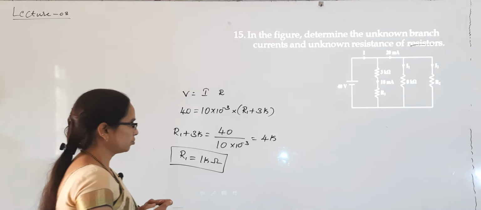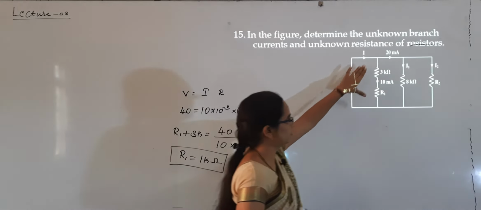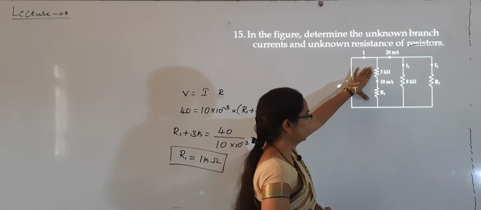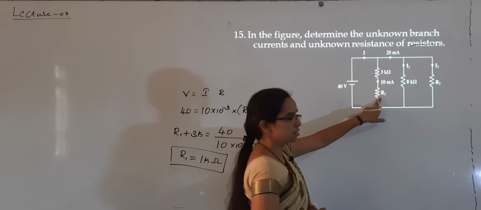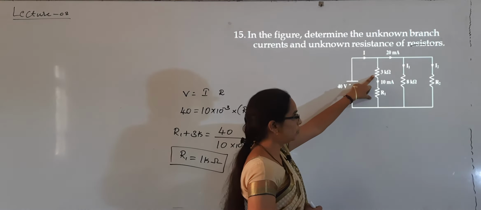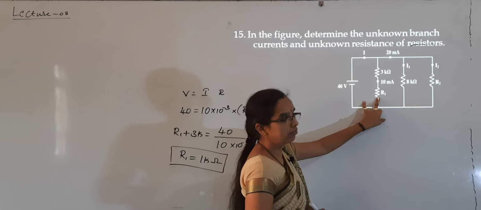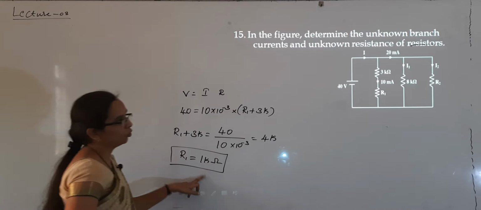Understood? Whatever the voltage drop here, that is 40 volts, divided by resistance gives us current, or divided by current gives us resistance. One resistance we know, that is 3 kilo ohm. The other one we got as 1 kilo ohm.